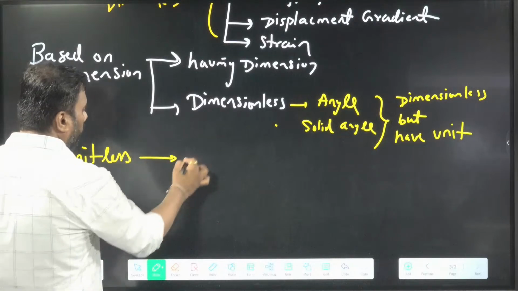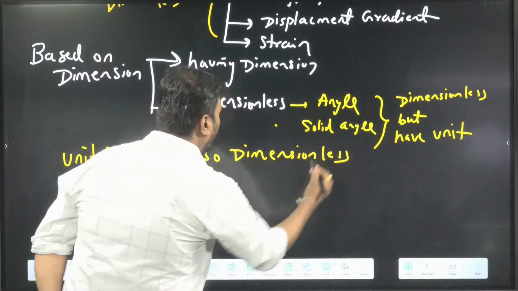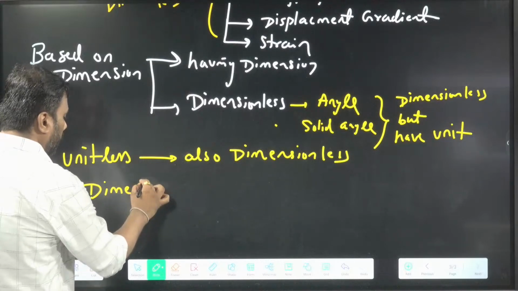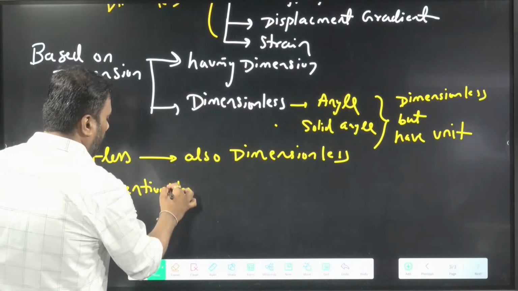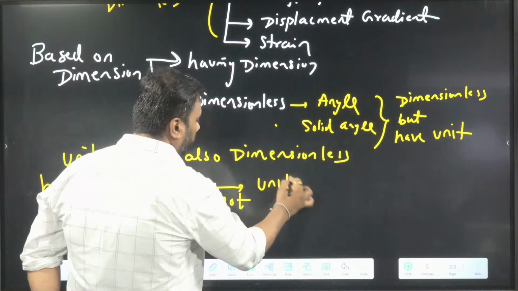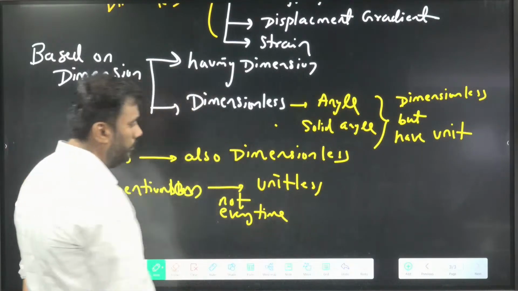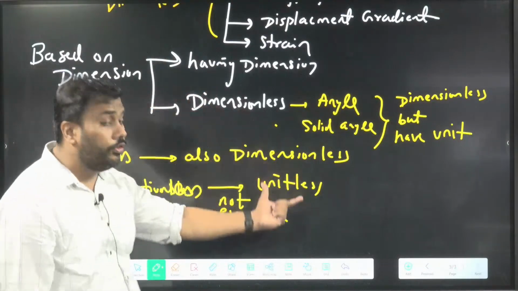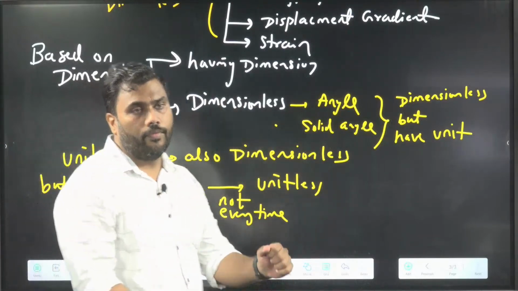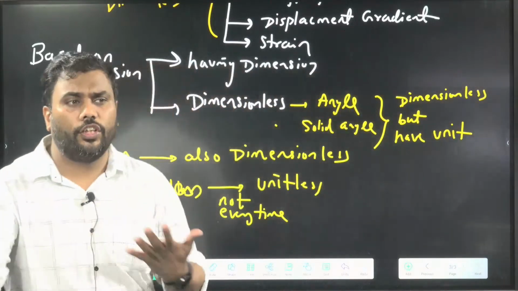A unitless physical quantity is also dimensionless. But a dimensionless physical quantity is not necessarily unitless. There are many examples of dimensionless quantities which are unitless, but there is an example, angle, which is dimensionless but has units. Is this point clear? We are discussing the classification of physical quantities.